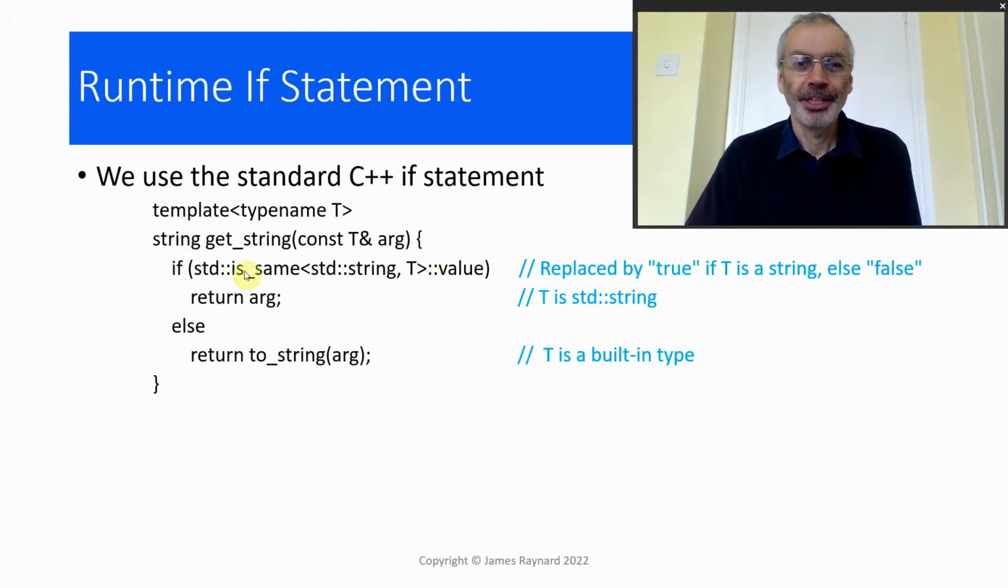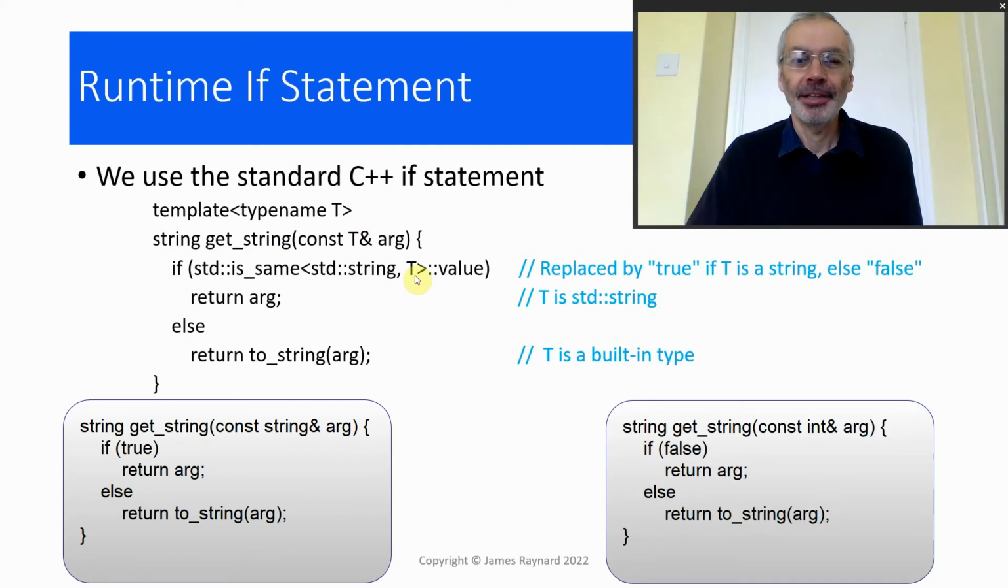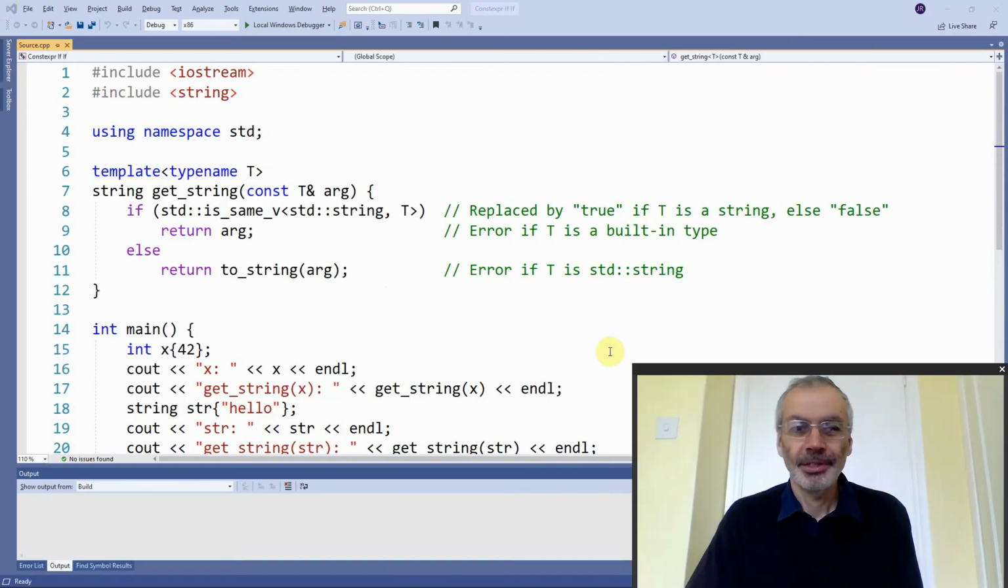Then we have this bit of template metaprogramming code. Don't worry about this, it just means that if the parameter is a string, then this will be replaced by true. And if the parameter is not a string, then this will be replaced by false when the template is instantiated. So let's try that out.